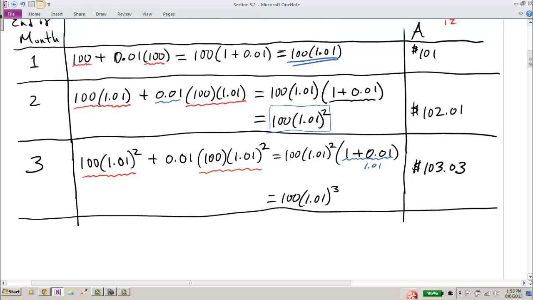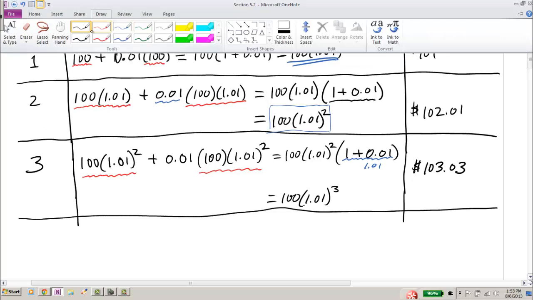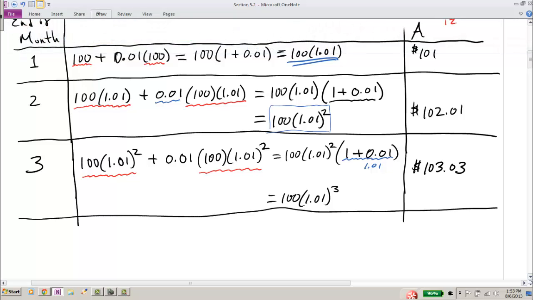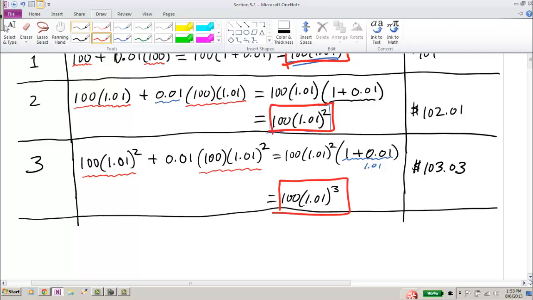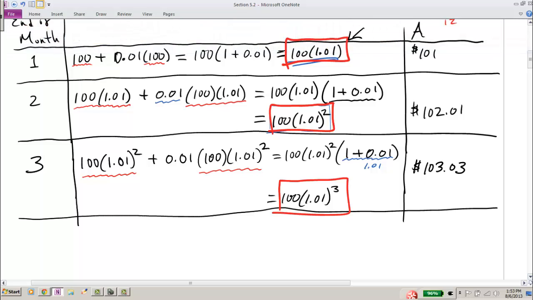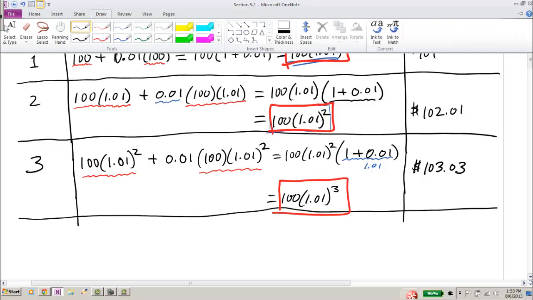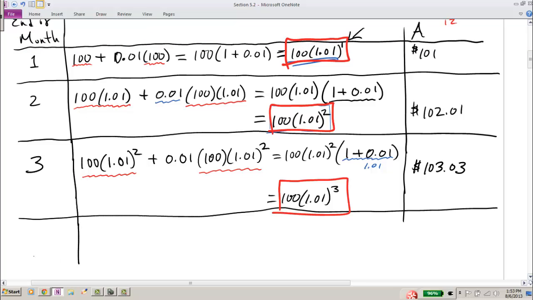You might see this pattern emerging looking at these forms of our final amounts at the ends of months 1, 2, and 3. Just to drive the point home, at the end of month 1, this is 100 times 1.01, or 1.01 to the first power. We could probably take a guess as to how much we'll have at the end of month n, an arbitrary month. According to the pattern, the amount we should have at the end of month n would be 100 times 1.01 to the n power.